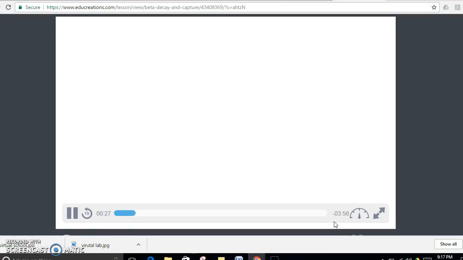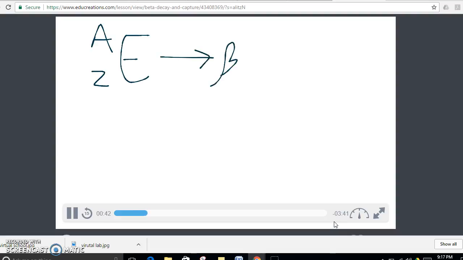So the generic equation for beta decay, we'll just start with that one. You're going to start with your element again, so you're going to have the mass number and the atomic number and your element symbol. If you are going through beta decay, that means you're going to lose a beta particle. So it is going to be on the product side.